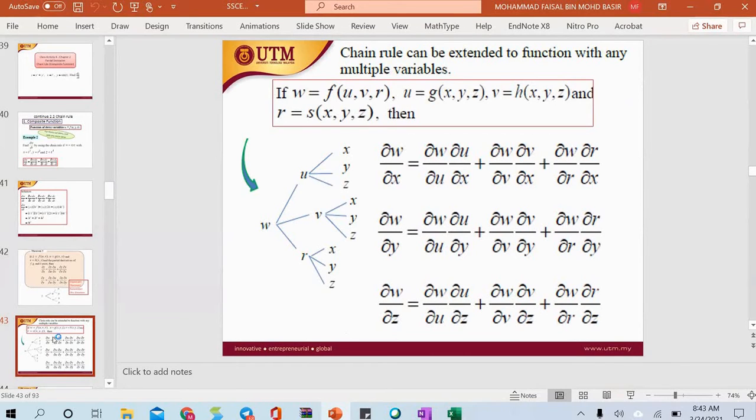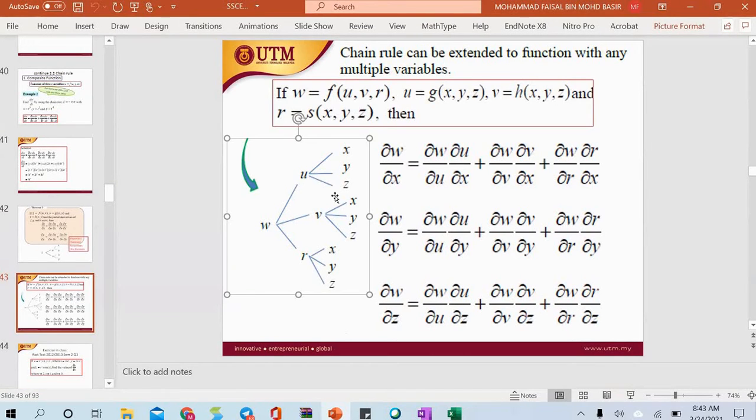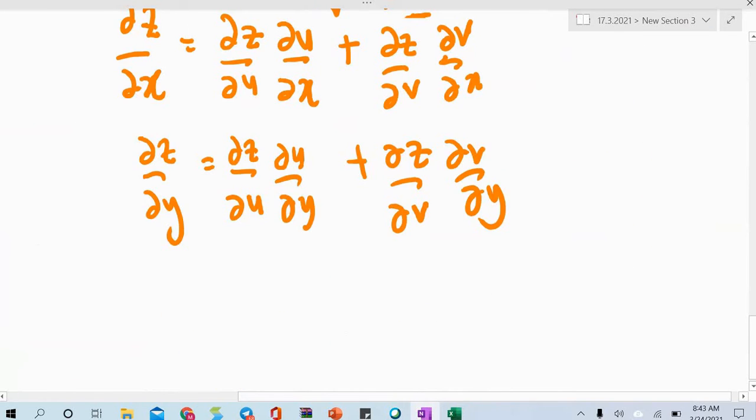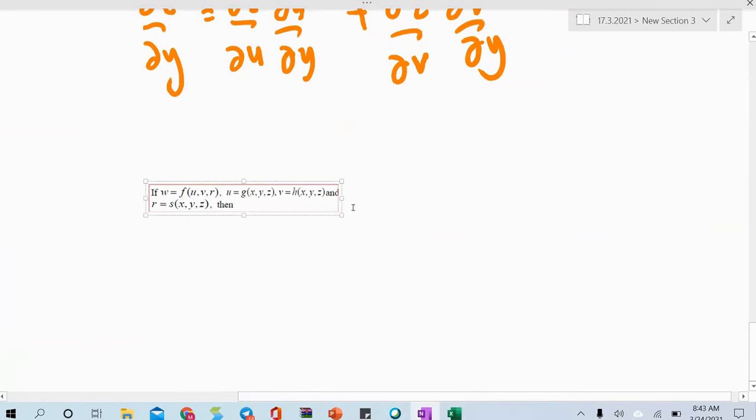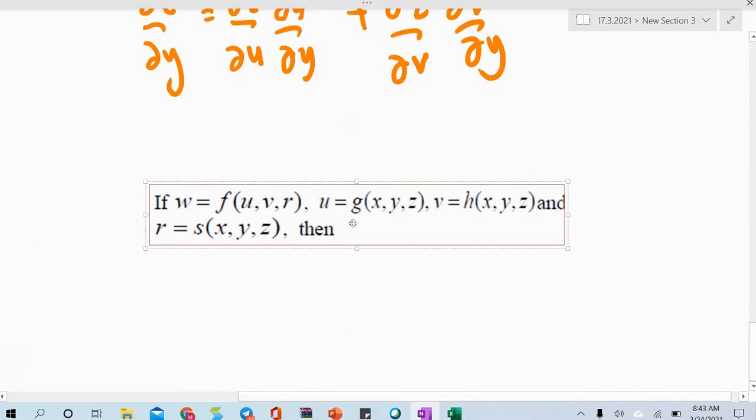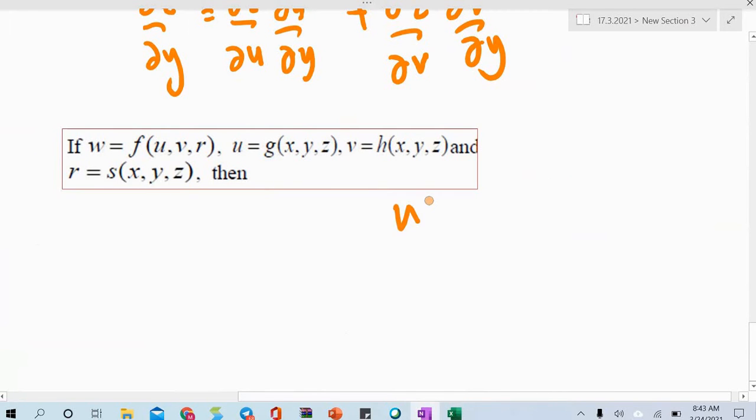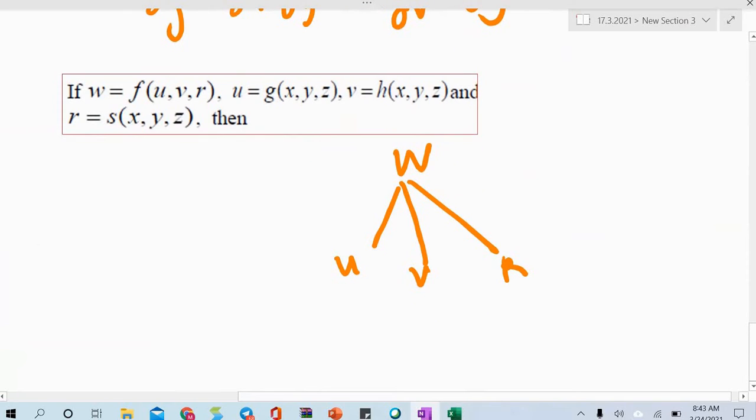Okay, how about this? See here. From this question, W, U, V, R. We have 3 now. U is a function of X, Y, Z.